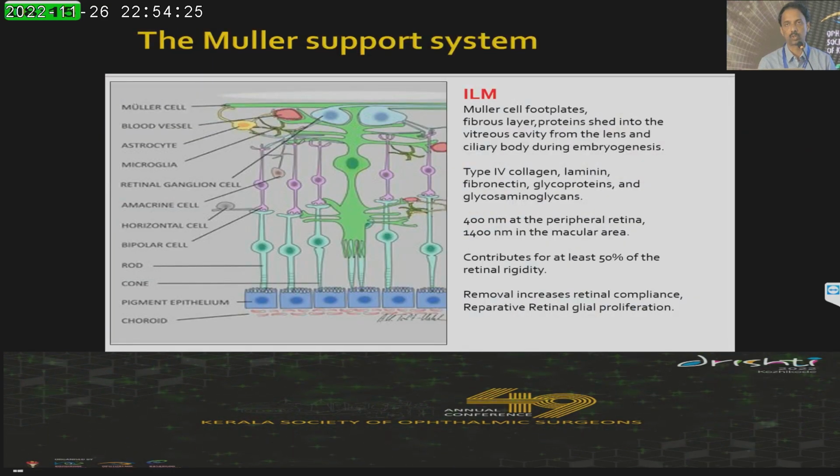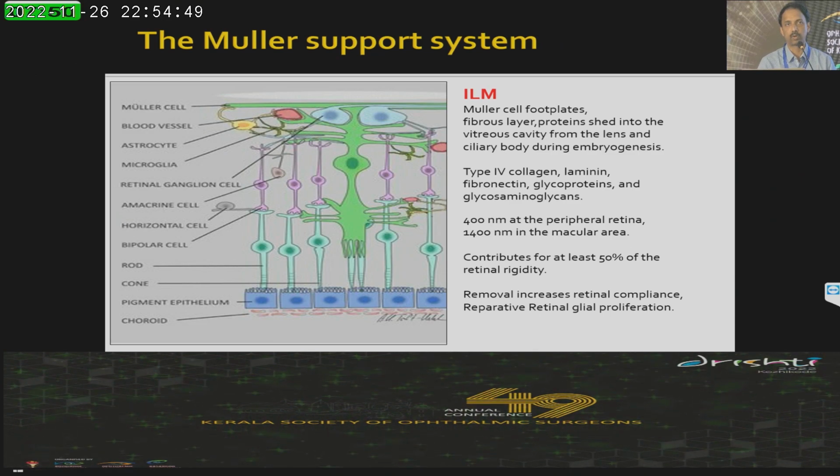Madam also covered a bit on the role of Muller cells. The Muller cells, the green, central structure that you see there, is the Muller cell. It spans across the retina, and 50% of the retinal rigidity is due to the Muller cells. That's an important thing we need to remember. And the ILM, which we peel, is the foot plate of the Muller cells. It's like chopping off the legs.